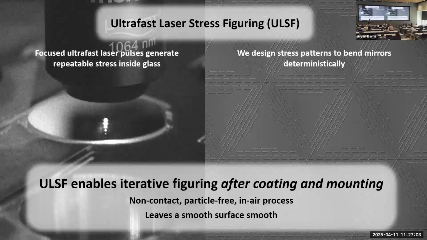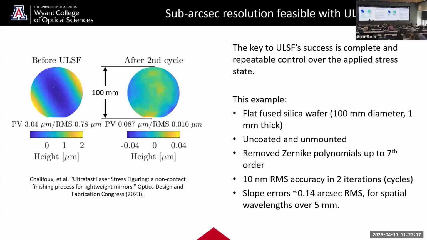It doesn't generate particles. It's all done inside the glass, and it's done in an atmospheric environment. It also does not generate mid-spatial frequency error or roughness, which is a killer for X-ray optics. We've demonstrated that this can achieve something close to the requirements for a subarc second angular resolution telescope on flat surfaces. That's a far cry from doing that on X-ray mirrors, but it's a good start. So the process fundamentally works.